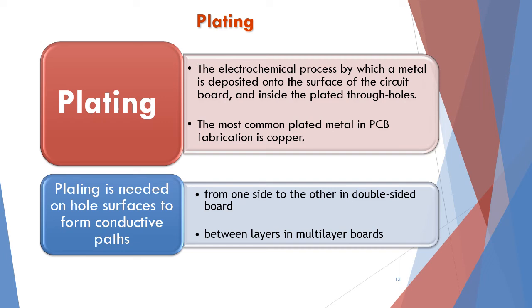Plating is needed on the whole surface to form a conductive path, because previously we already created the holes, right? But the hole itself doesn't have any conductivity, because the glass composite is not electrical. You cannot form a circuit using the glass. So that's why you have to do the plating, in order to connect all the circuits together from each layer. So from one side to another in a double-sided board, and between layers in a multi-layer board.